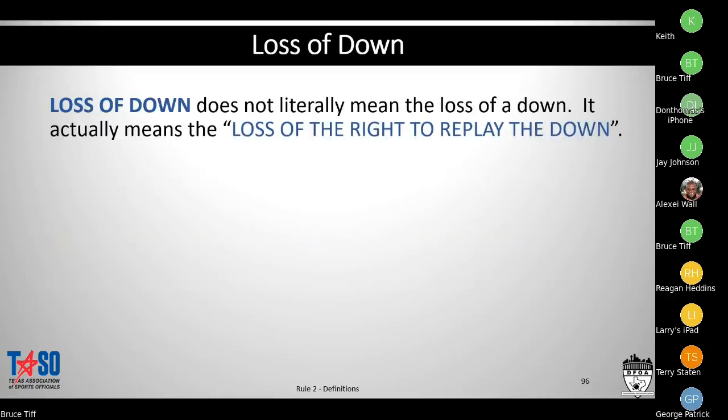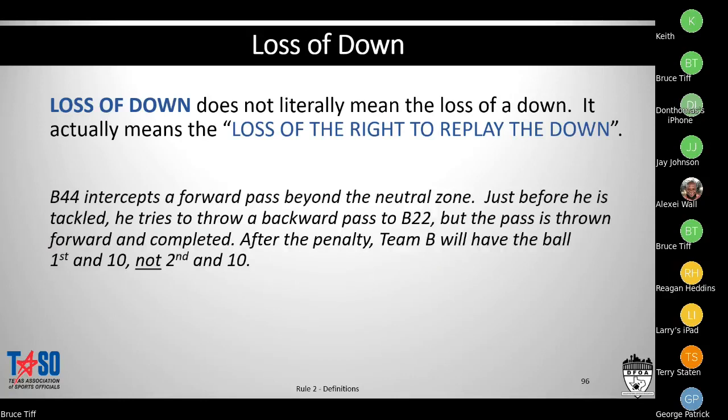Loss of down does not literally mean the loss of a down. I heard Bruce say this last week. It means the loss of the right to replay the down. If you remember that definition, it will help you a lot. It's the loss of the right to replay the down. So now you're not counting 2, 3, 4, 5, and we're going to have a 5 anyway.